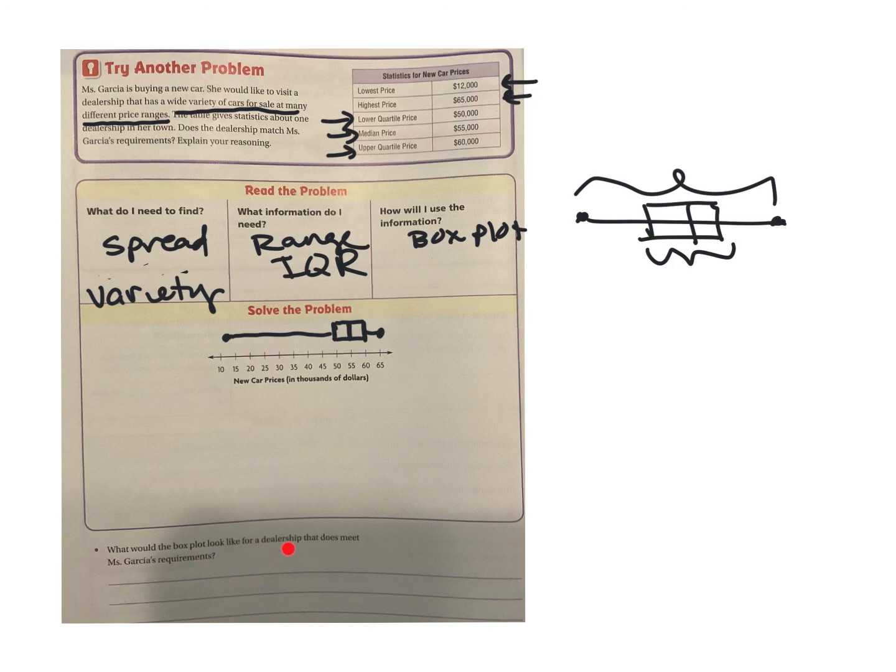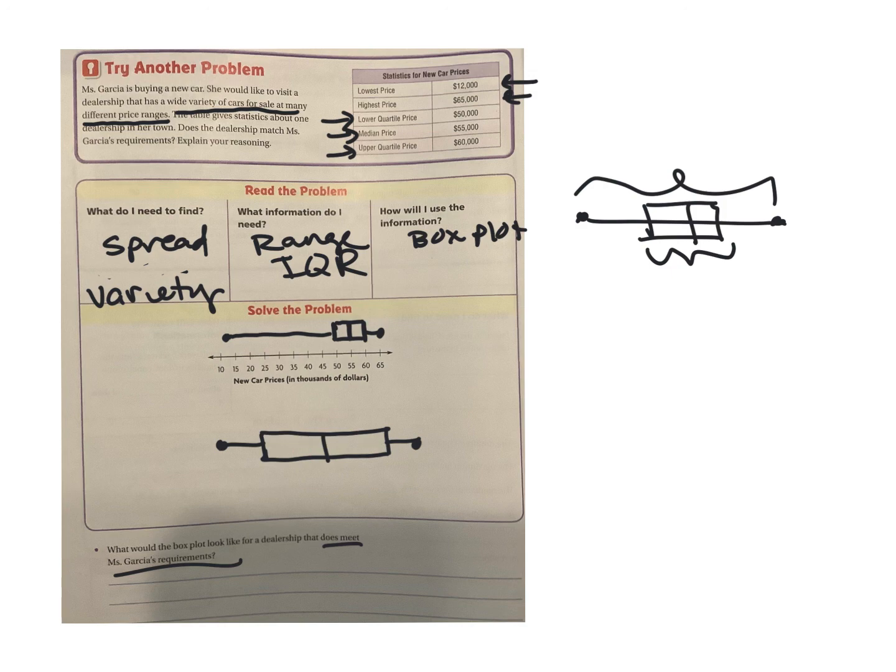So what would the box plot look like for the dealership that does meet Miss Garcia's requirement? Remember, she wants a very wide spread. The range only tells us the most expensive and the least expensive. But the interquartile range tells us where the majority of the data is located. She's hoping the majority of the cars are in a price range that's spread out quite a bit over the price ranges so she can really decide what's best for her. We'd be looking for a box plot that has the box, the interquartile range, really spread out. That's what she would be looking for.